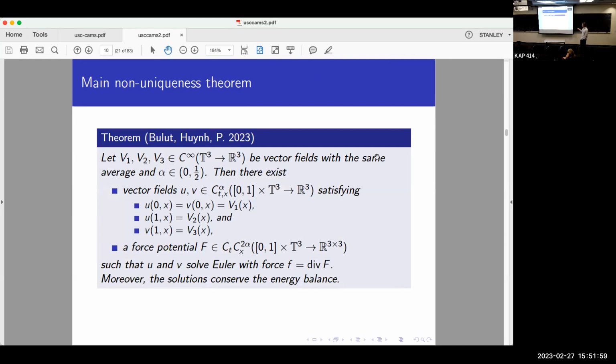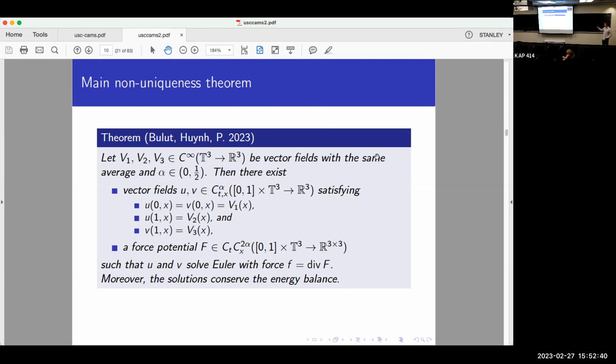So our main theorem is as follows. You can pick any 3 divergence-free vector fields that, let's say, are smooth, and any exponent that's less than 1/2. And this construction will give you 2 velocity fields which have the same data, but you can pick the value of them at time 1. So you can control these velocities, and it gives you a force. And so these U and V both solve Euler with the same force. So in other words, from any data we can give you non-uniqueness, but we have to prescribe the force.